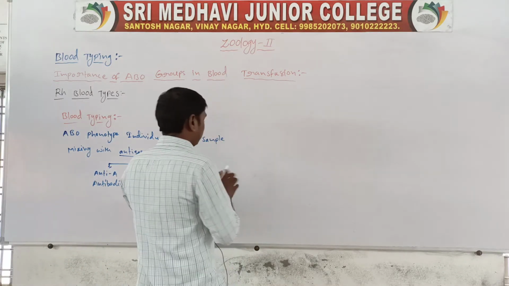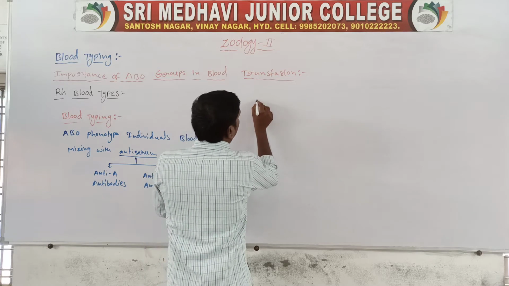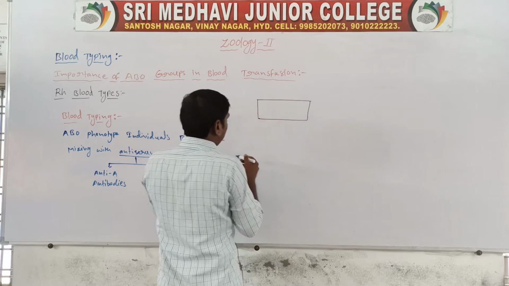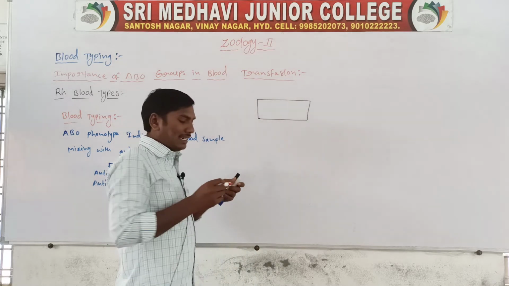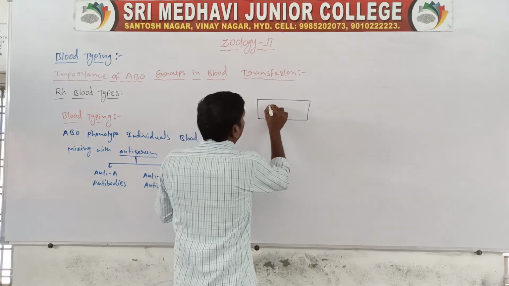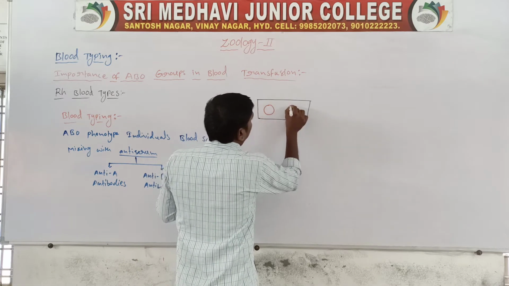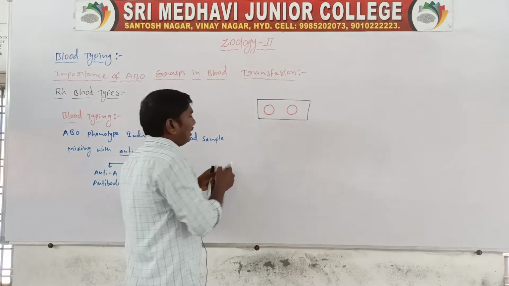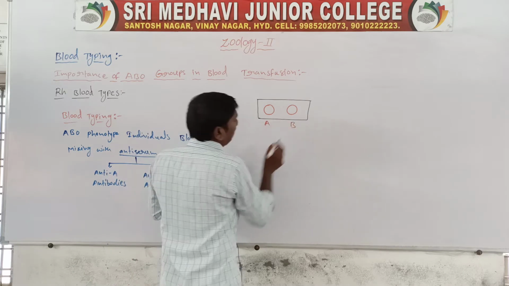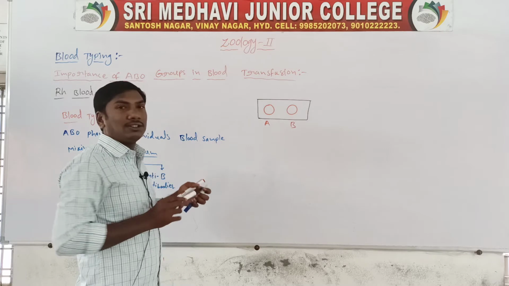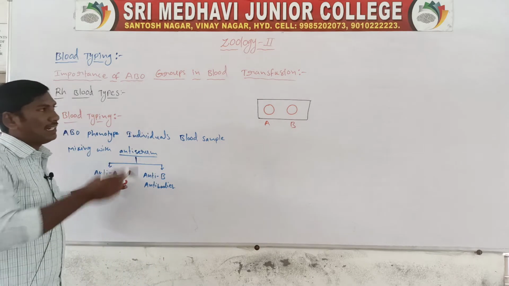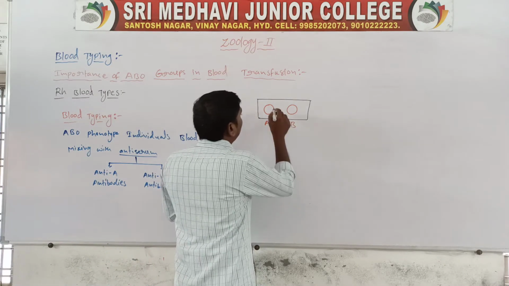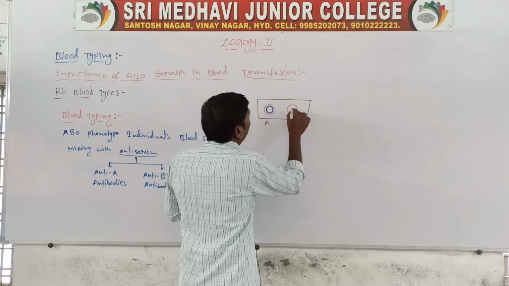taking a slide, we take a blood sample, two drops of the blood sample. These are sample A and sample B. To these blood samples we add the anti-serum.